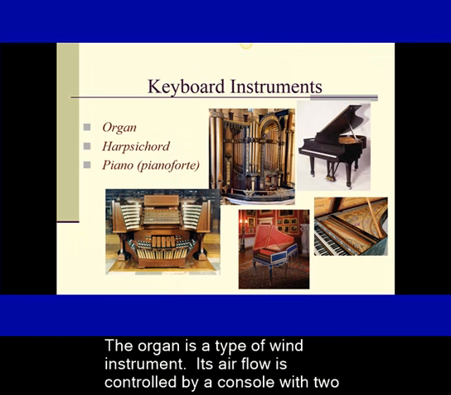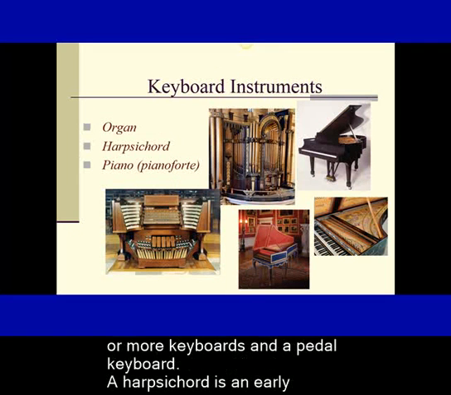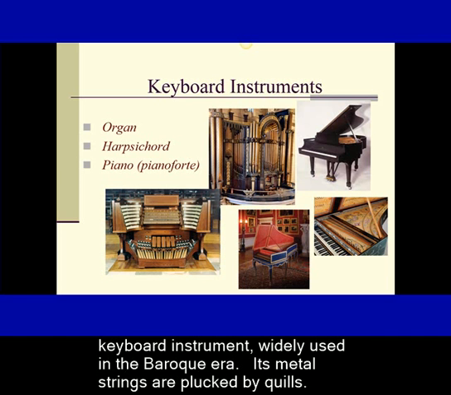The organ is a type of wind instrument. Its airflow is controlled by a console with 2 or more keyboards and a pedal keyboard. A harpsichord is an early keyboard instrument widely used in the Baroque era. Its metal strings are plucked by quills.